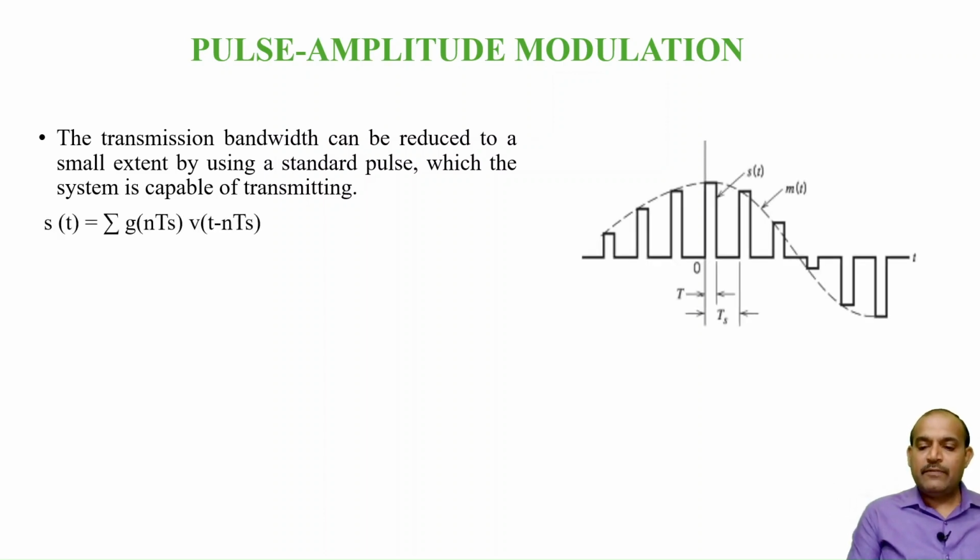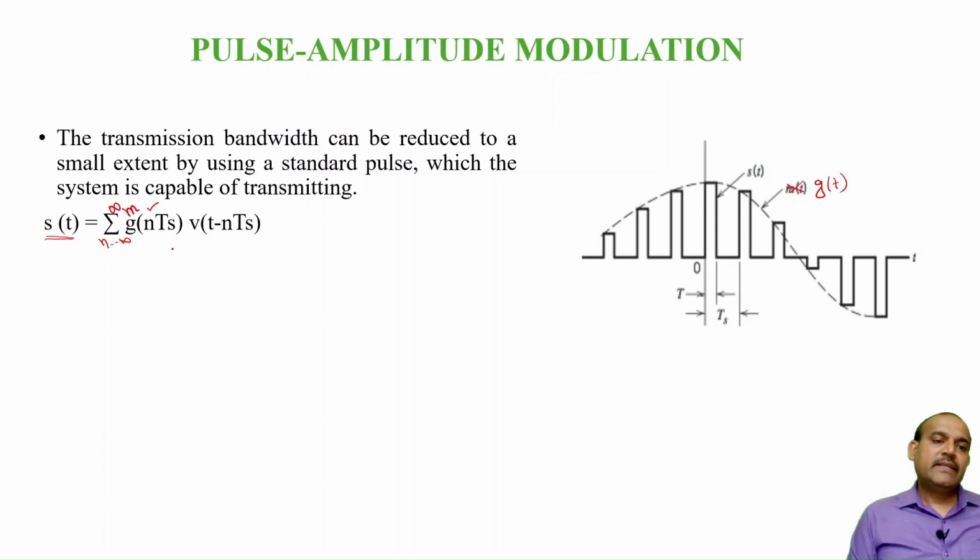Now, if I want to represent this mathematically, the pulse amplitude modulated wave is represented as s(t), which equals the summation over n from minus infinity to plus infinity of g(nTs), the samples of the input signal. Since the waveform indicates m as the message signal, you can also write it as m, but I will call the message signal g(t).